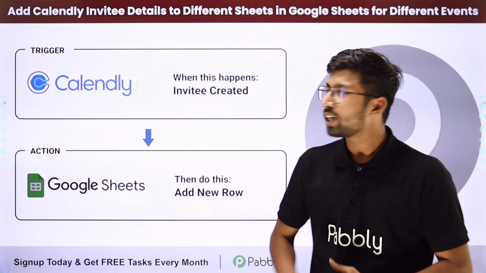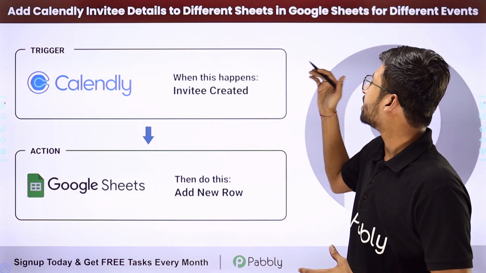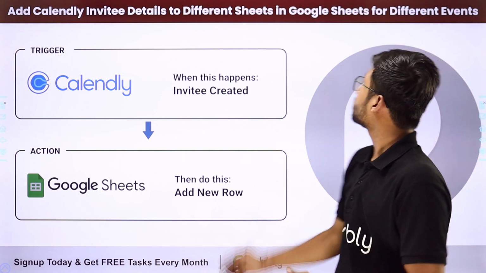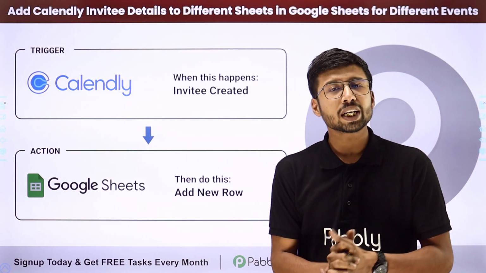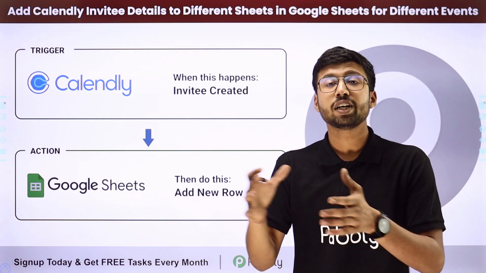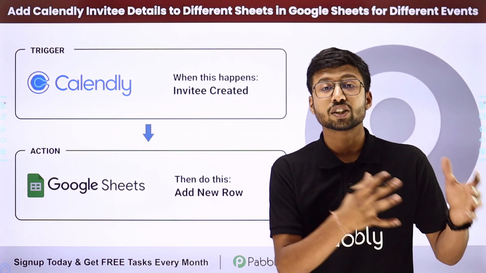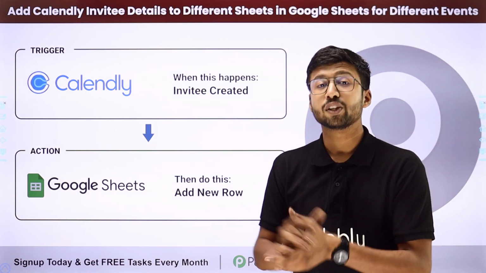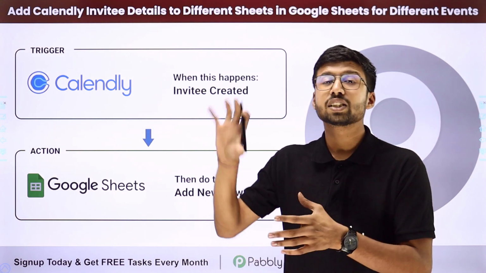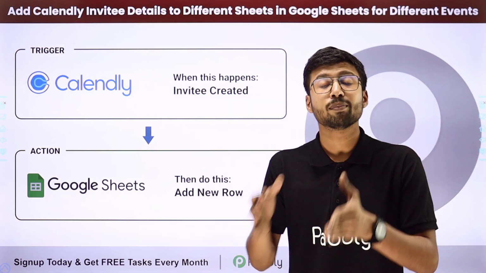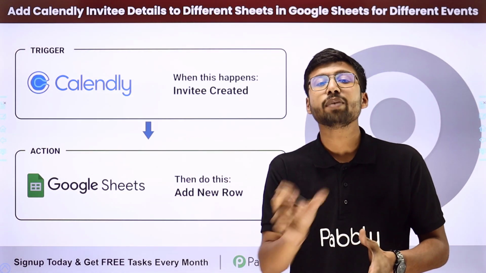So in this video, we are going to learn how to add Calendly Invitee details to different sheets in Google Sheets for different events. Now suppose, guys, in Calendly you have created different events. For those events, your clients and customers can book appointments with you using Calendly. And into a single Google spreadsheet, you have created multiple sheets with the same event names.